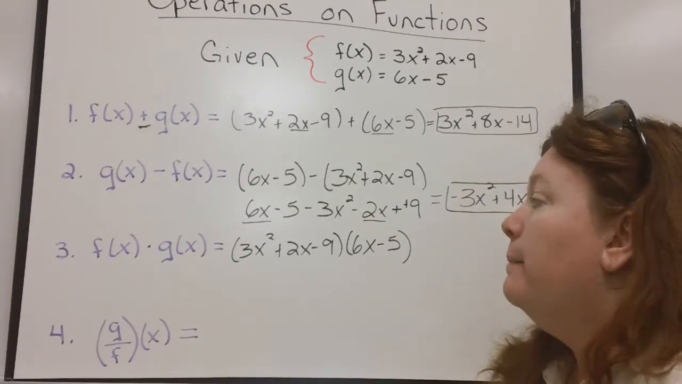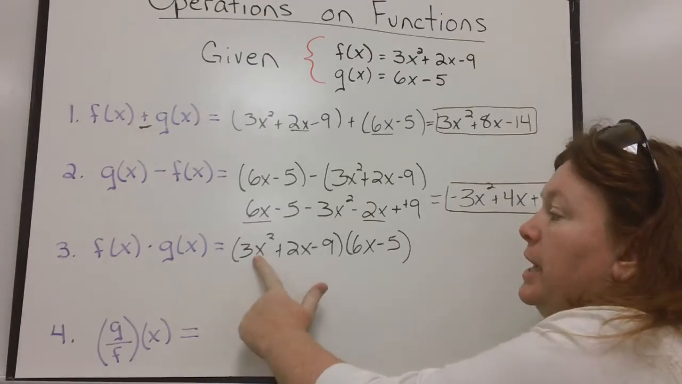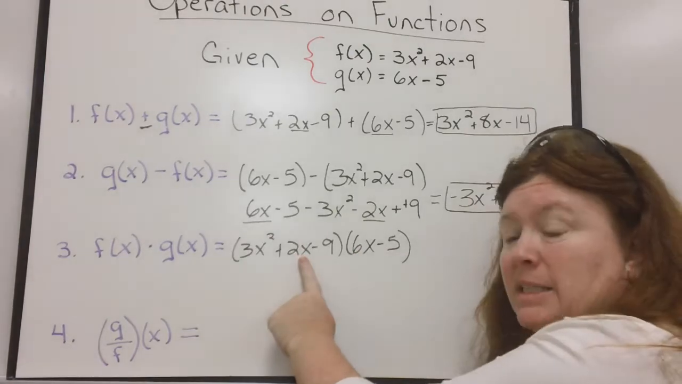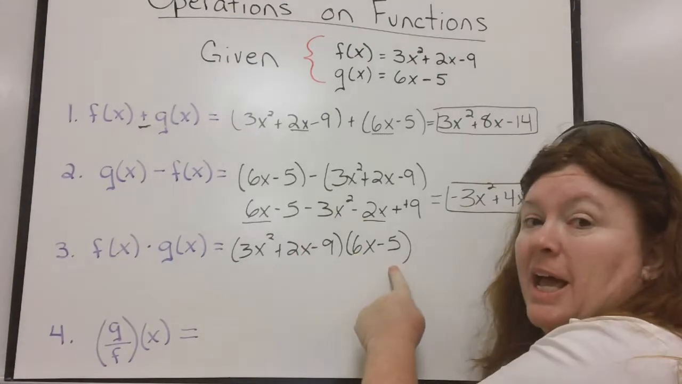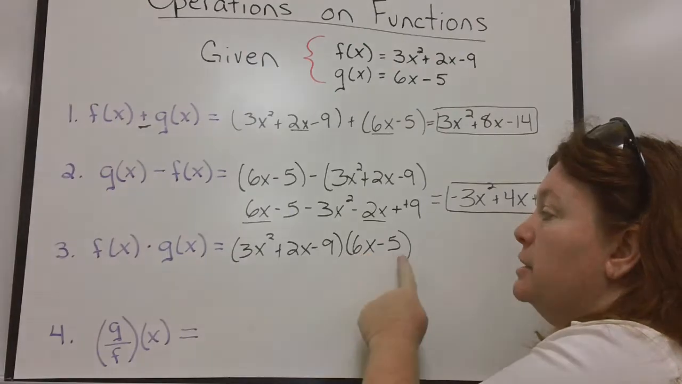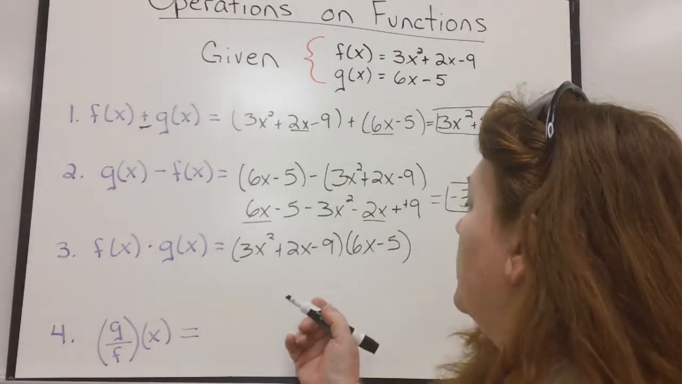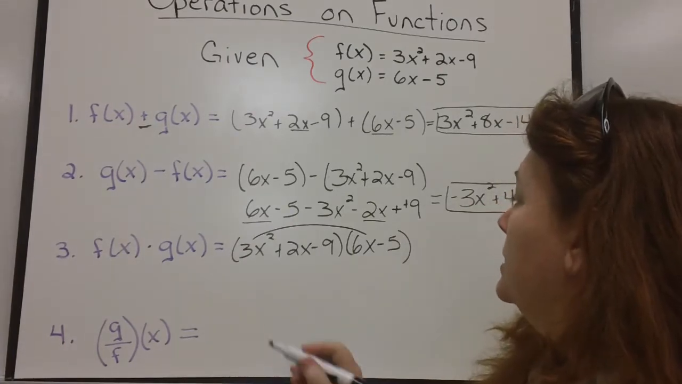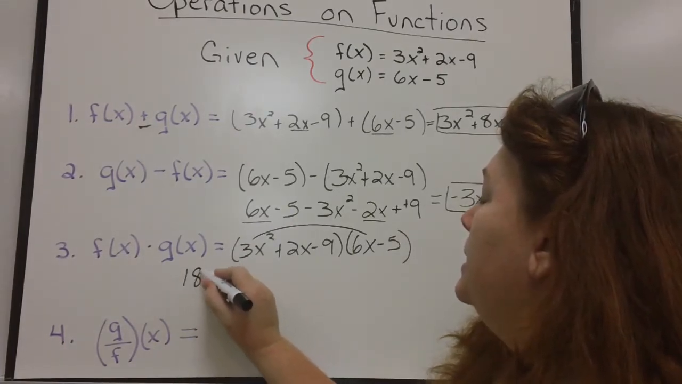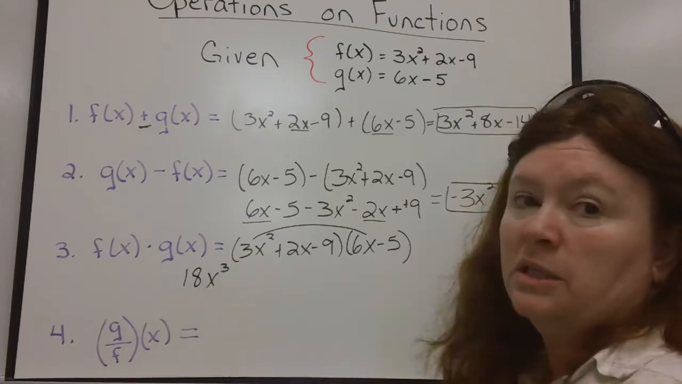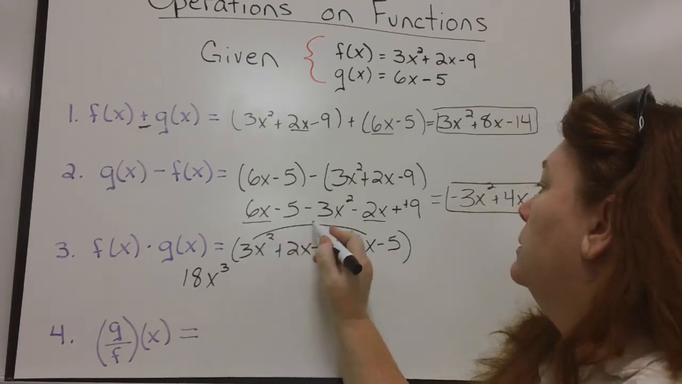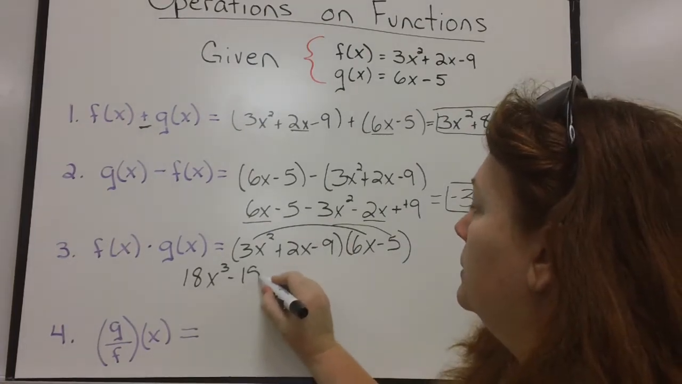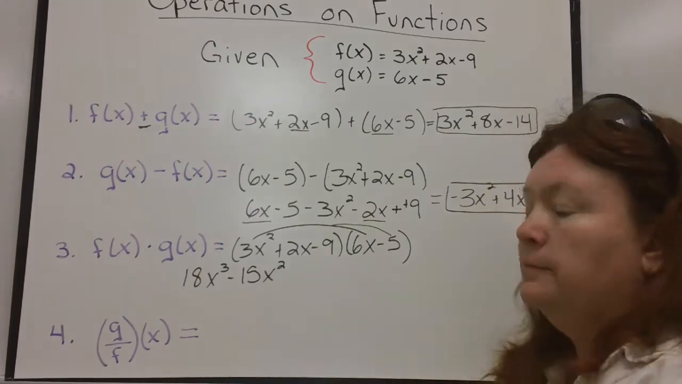I'm basically going to distribute 3x squared times each of these two values, then 2x times each of these two values, and finally negative 9 times each of these two values. So let's go ahead and try that. 3x squared times 6x is 18x cubed. 3x squared times negative 5 is a negative 15x squared.